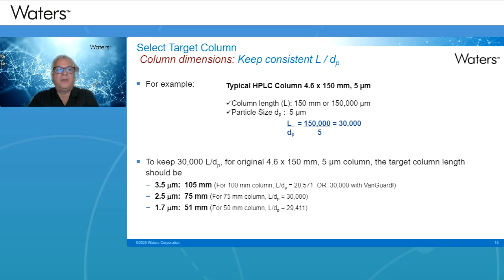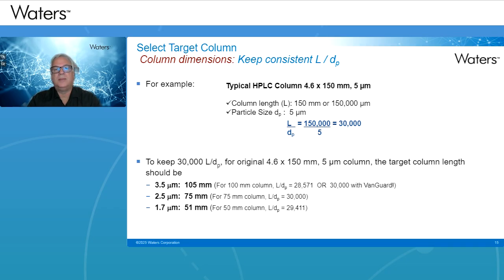If you are using a 3.5 micron, you should use a 105 millimeter column to preserve the same 30,000. Obviously, we don't sell 105 millimeter columns, so we will use a 100. And basically 28,500 is very, very close to 30,000. It won't make a very big difference. A slight difference, but not too much. Same thing for the 2.5. We will be able to use a 75 millimeter column to get the same resolution power, the same 30,000 L over dP. And for the 1.7 micron, we will use a 50 millimeter column to get very close to 30,000 L over dP.